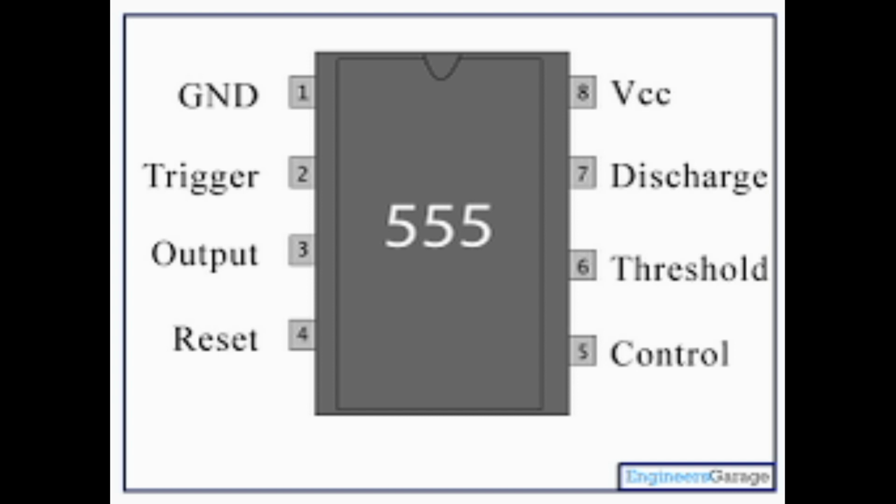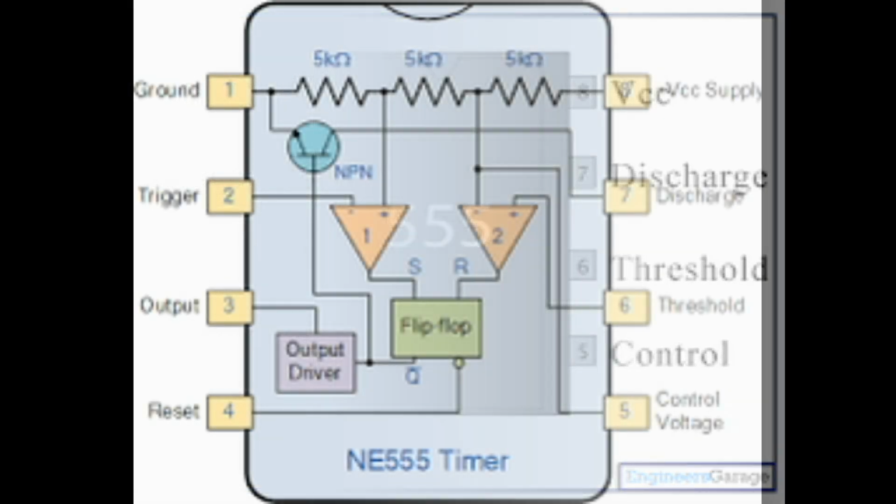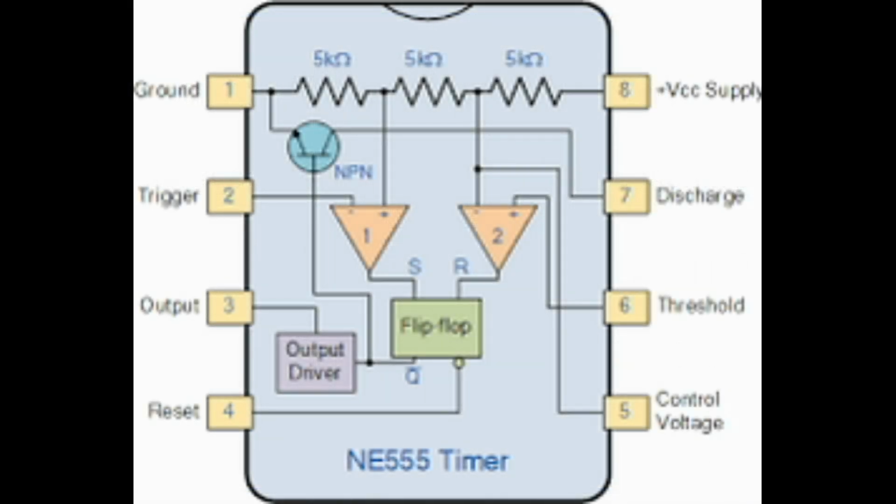The 555 timer takes its name from the fact that the original model had 3 resistors, each rated at 5,000 ohms. The first model was formerly known as the SE555/NE555 and marketed as the IC Time Machine.